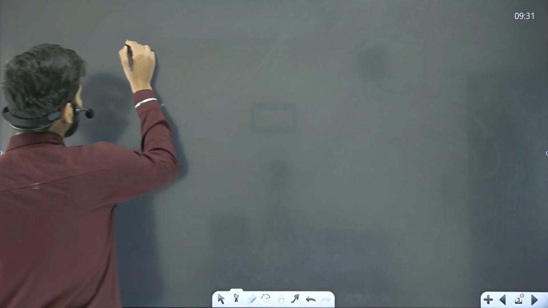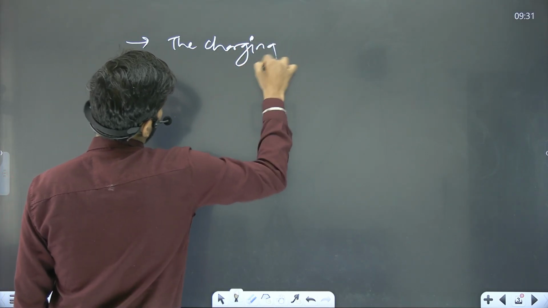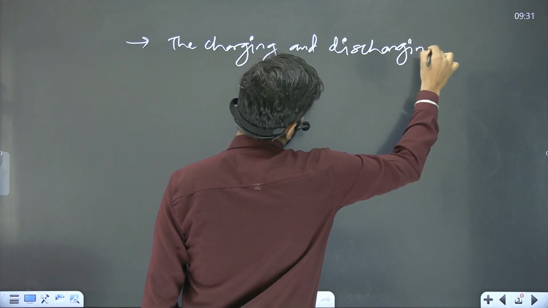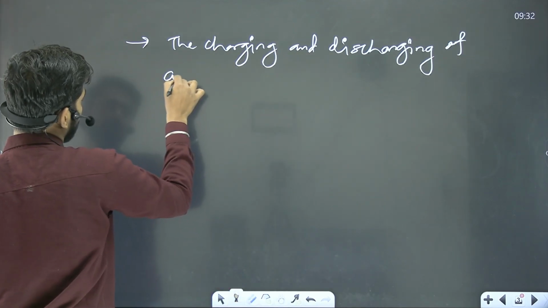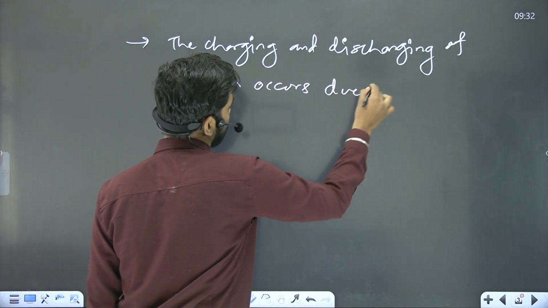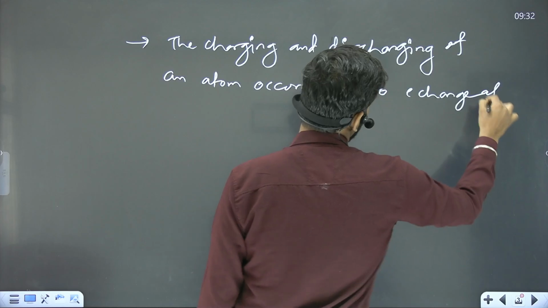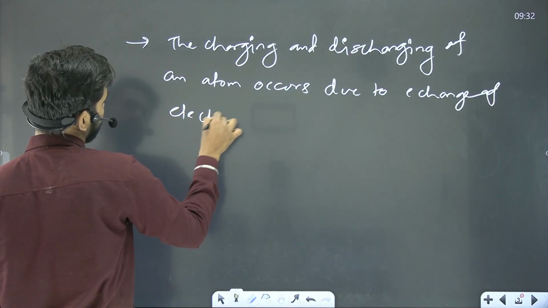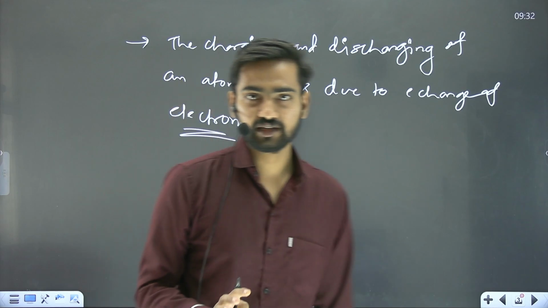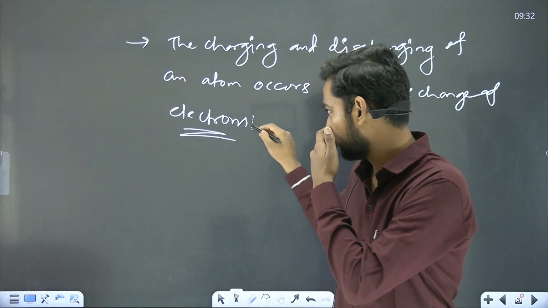It means we can say that charging and discharging of an atom occurs due to exchange of electrons. This entire process occurs due to the exchange of electrons. Neither the protons are involved in this process nor anything else is involved. Only there is some exchange of electrons occurring.